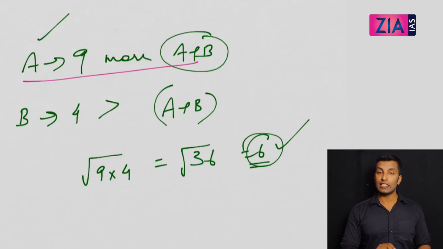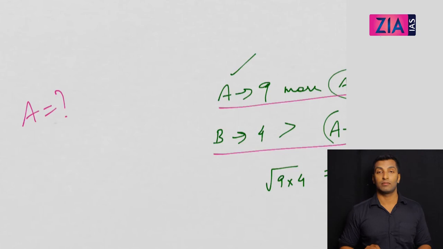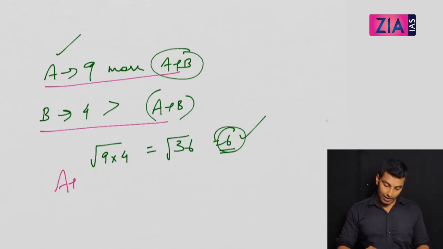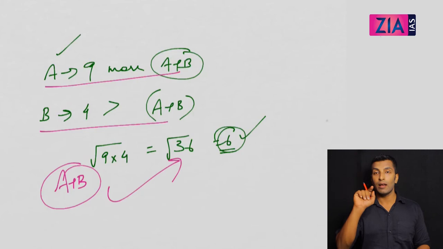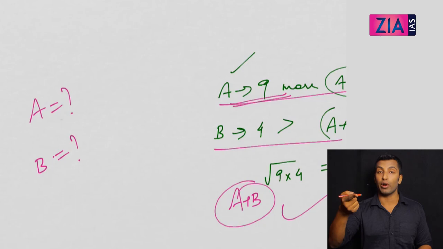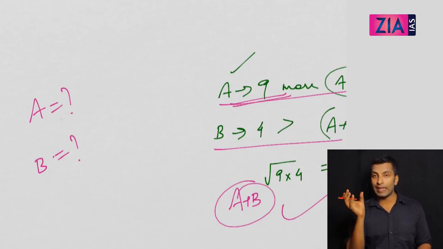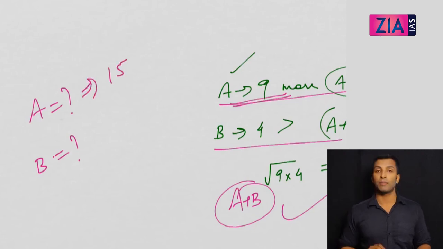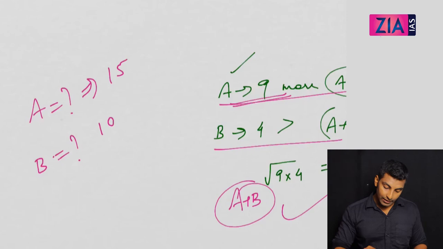See, A takes 9 days more than A plus B, B takes 4 days more than A plus B. I can ask about how many days A takes, or I can ask about how many days B takes. You understood? So first what I need to do is find A plus B working together. That I can find easily just by taking the root of the product. 9 into 4, 36. So I got A plus B: in 6 days they complete the work. So what we know is A takes 9 days more than A plus B, and A plus B takes 6 days. So A will take 9 days more, means A will complete the work in 15 days. B takes 4 days more, means B will complete in 10 days.